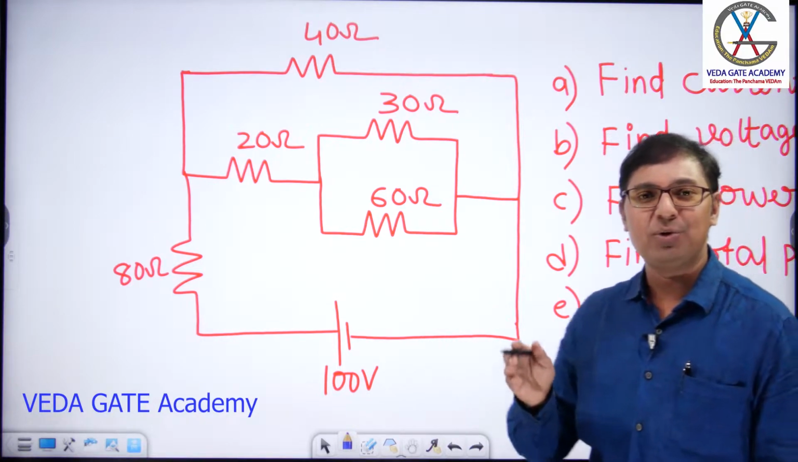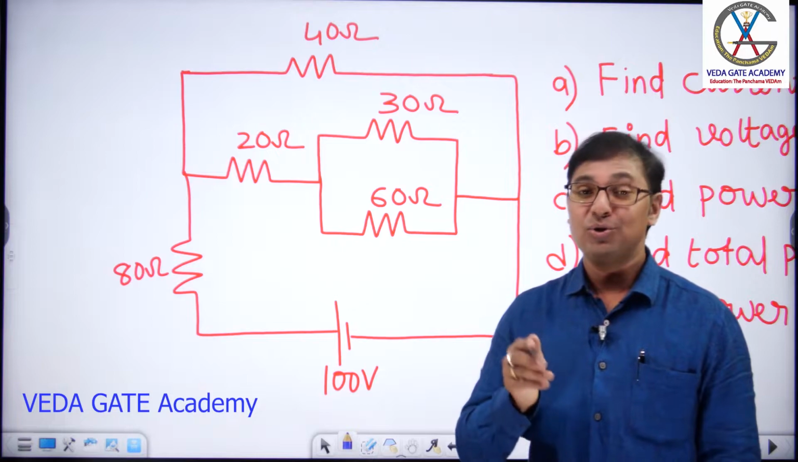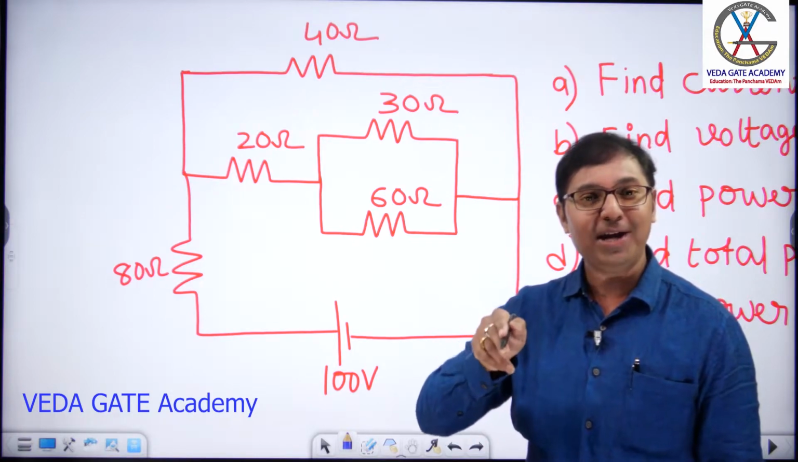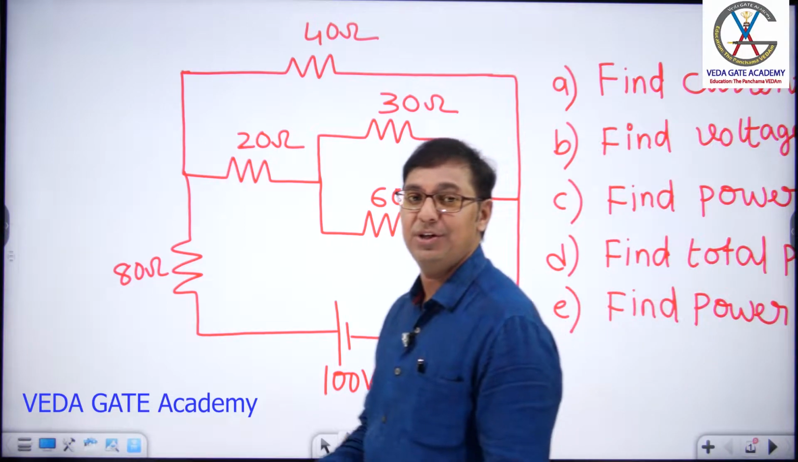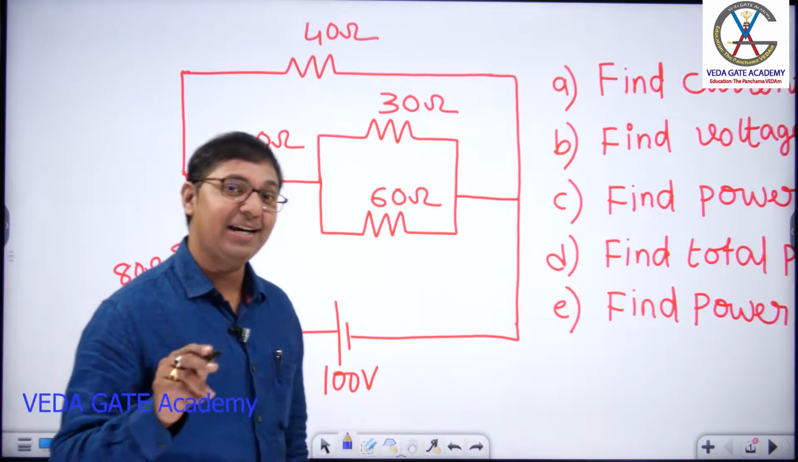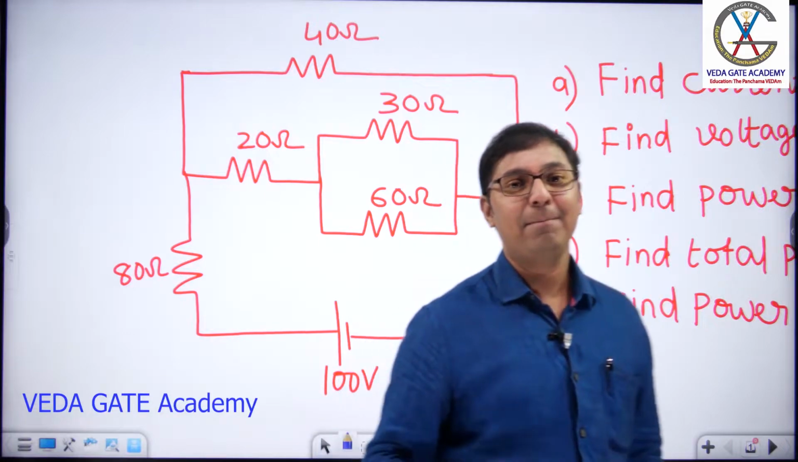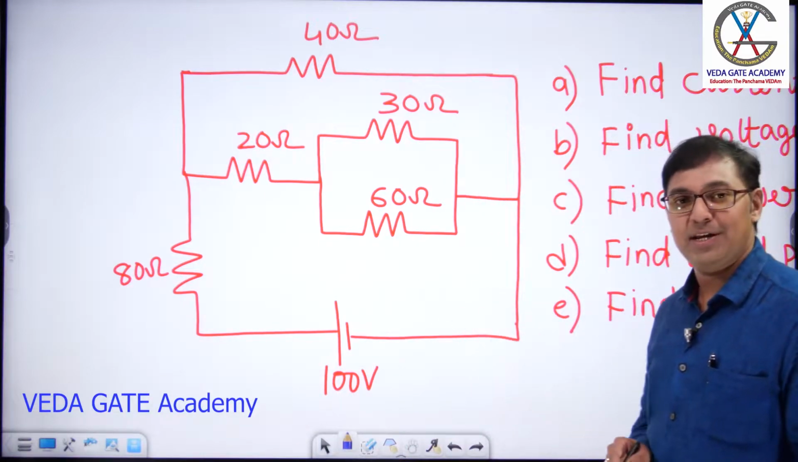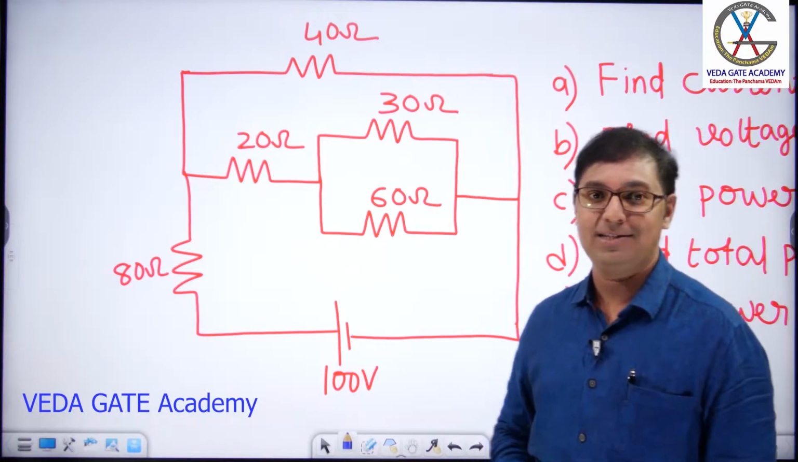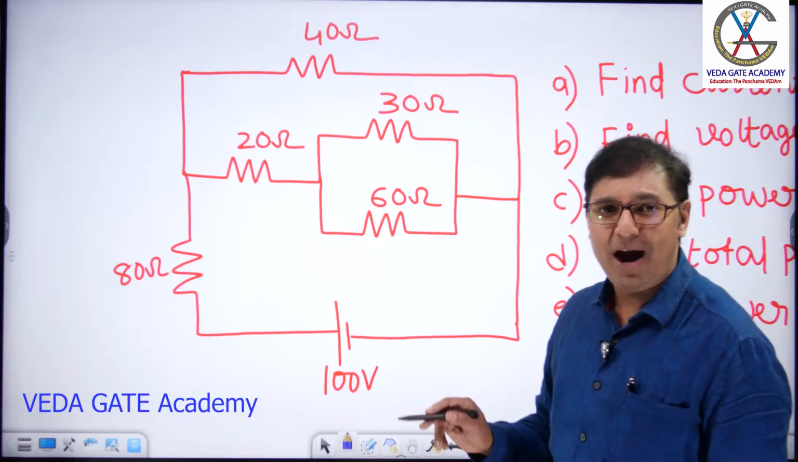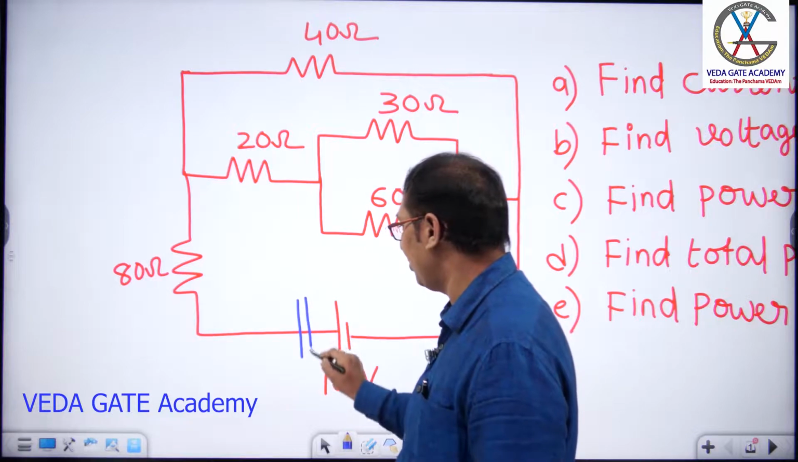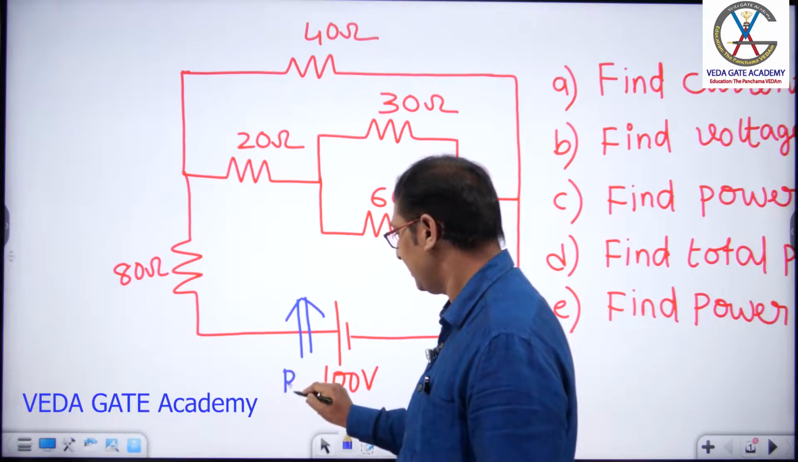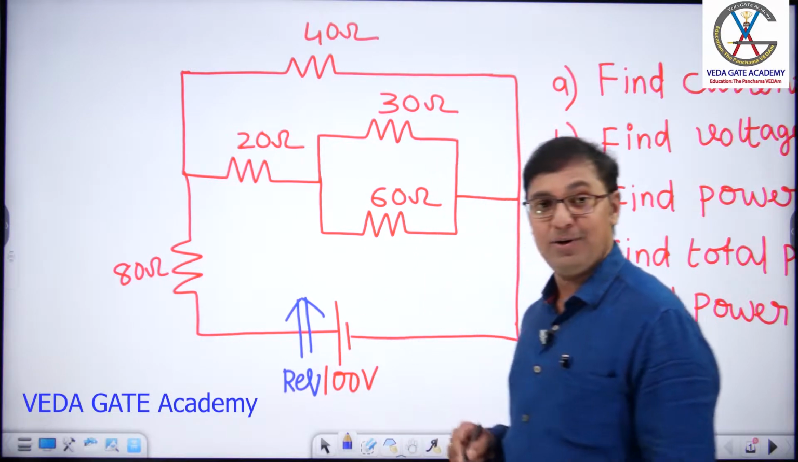To apply current division, what are the terms and conditions we have? To apply current division, we require total current and the circuit should be a parallel circuit. Then only we can find current in all the branches. So, to find total current, let us find R equivalent looking from this source.